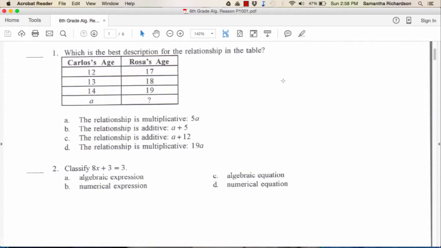Number 1. Which is the best description for the relationship on the table? We've got Carlos's age. We have Rose's age. A. The relationship is multiplicative. 5A. B. The relationship is additive. A plus 5. C. The relationship is additive. A plus 12. D. The relationship is multiplicative. 19 times A.